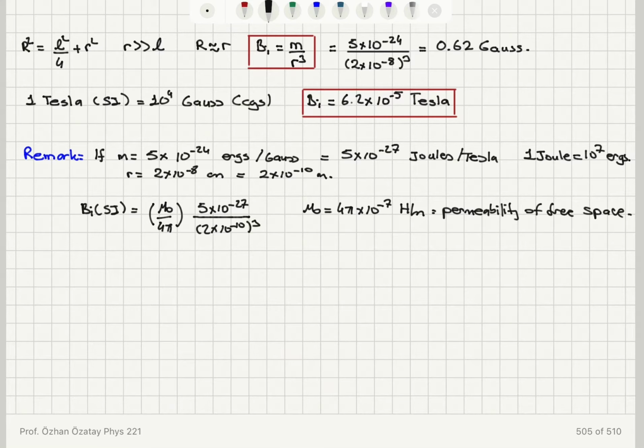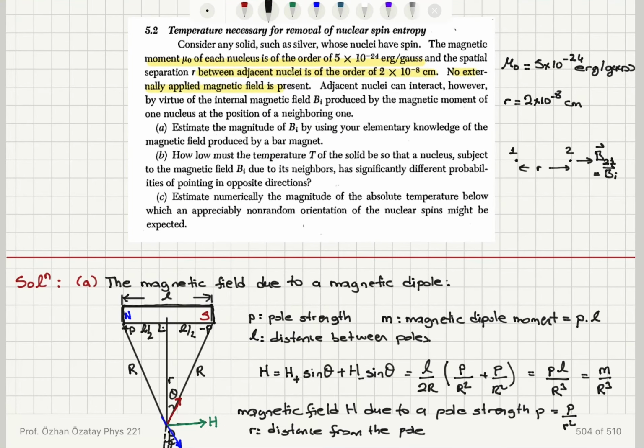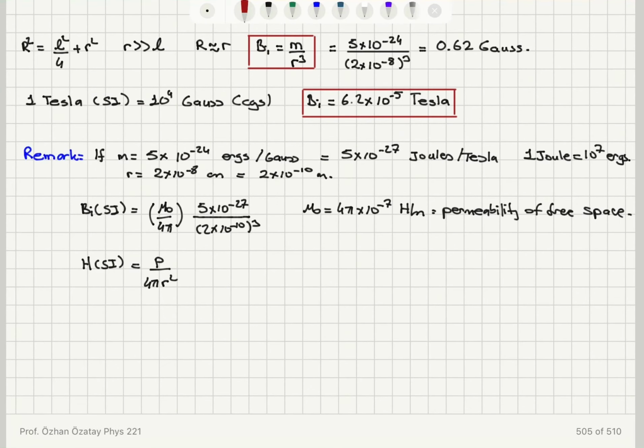Okay, and this comes from the fact that the magnetic field H in SI is defined as the pole strength P divided by 4 pi r squared rather than P divided by r squared here. This is CGS, this is SI, and the relationship between magnetic field B in SI and H in SI is that B is mu 0 times H in SI. So the mu 0 over 4 pi factor comes from this. This is just a technicality of conversion between units.